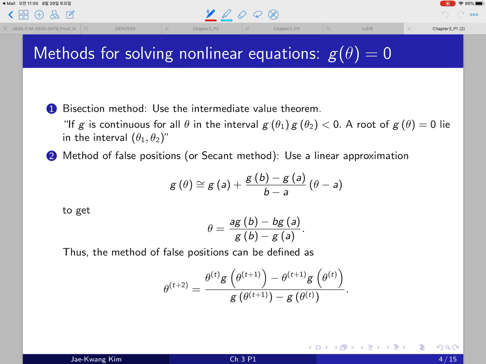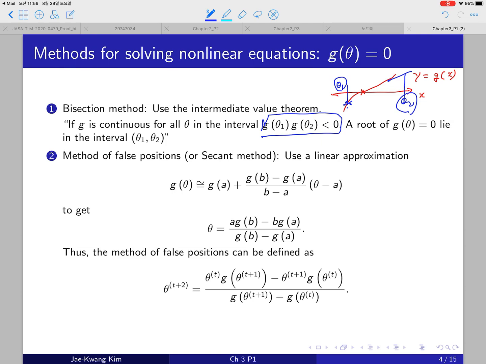The first method is called the bisection method. Suppose this is the graph y equals g(x), and you want to find which value of x is the root. Suppose you are able to identify a large interval, zeta 1 and zeta 2, and check the value of g. If g at zeta 1 is negative and g at zeta 2 is positive, then the sign of the product will be negative. That means the root belongs to this interval, right?